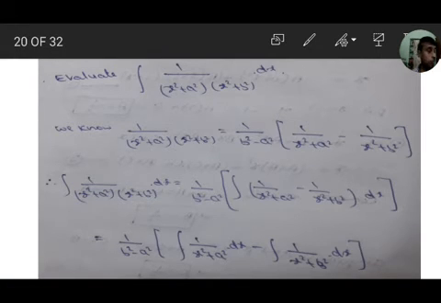Evaluate integration 1 by (x square plus a square)(x square plus b square) dx.